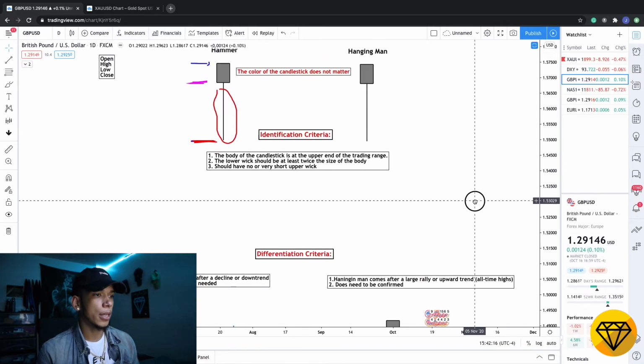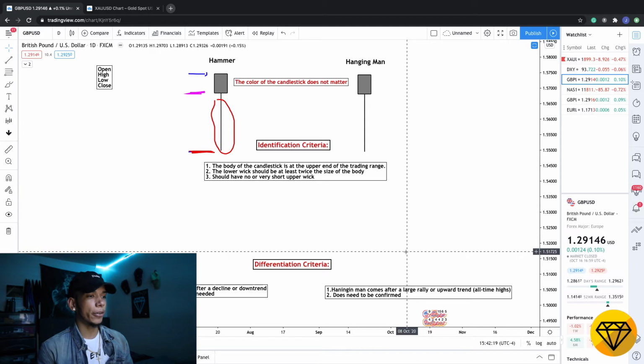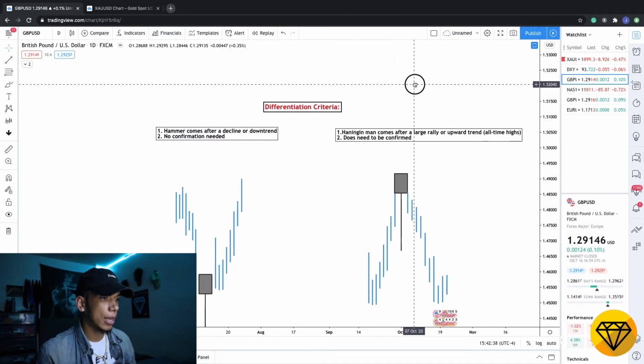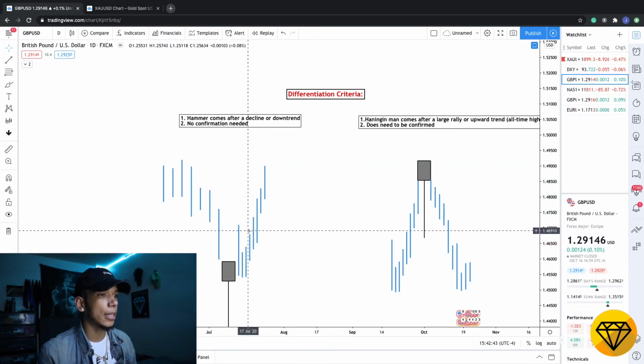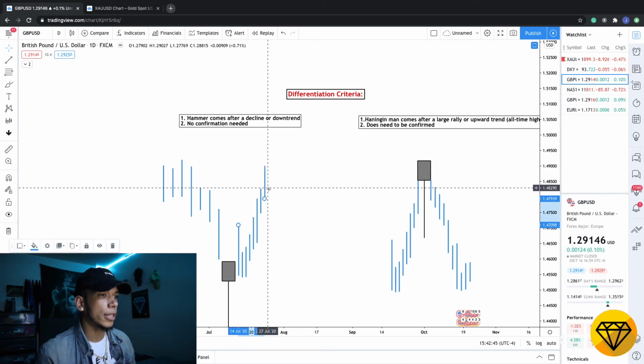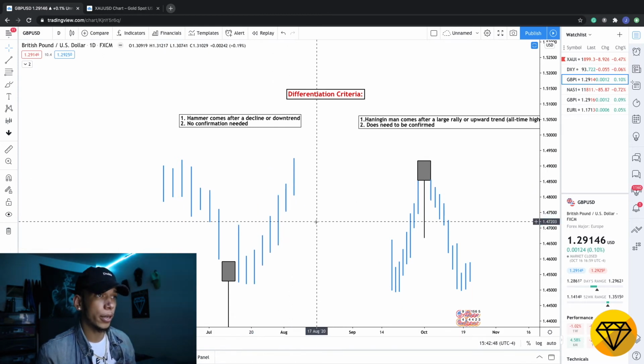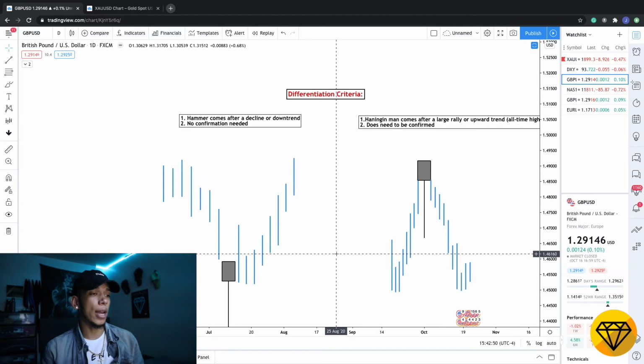So if we go down here, the differentiation criteria for a hammer, the left side of your screen. So a hammer comes after a decline or a downtrend, right? So price is falling, and then you have a hammer, and because it is a reversal pattern, you have this hammer, and then price comes back up, right? We can see that here, right? And the downtrend doesn't necessarily need to be a long downtrend. It can be a short downtrend, and then you have the reversal.